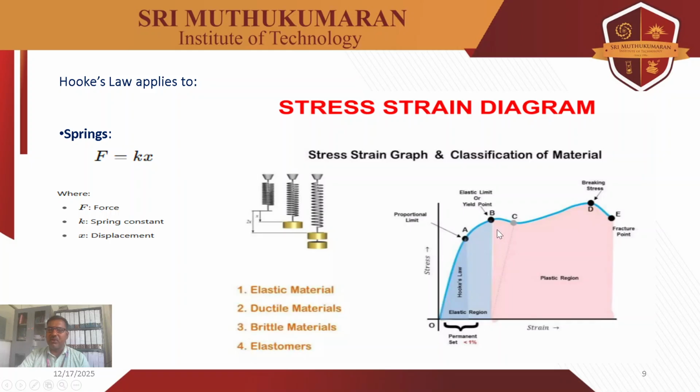This 0 to A portion is Hooke's law. This 0 to A condition is called the elastic region. After the deformation, if it does not return to the original shape, this is the plastic region. This is the proportional limit, the elastic limit, the yield point, the breaking stress, and finally the breakdown at the fracture point.